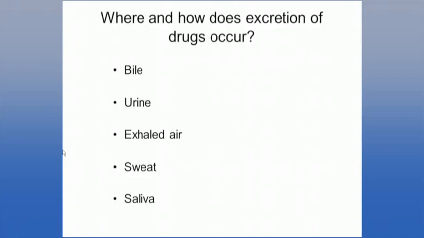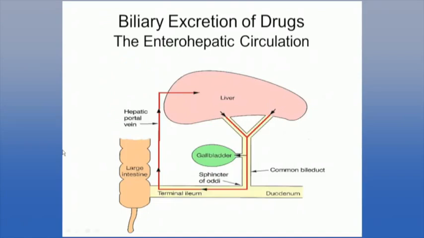So we're going to focus the beginning part of this particular class on these two: biliary excretion of drugs in the feces and urinary excretion of drugs. In order to understand biliary excretion of drugs, we're going to return to something that we introduced in the first class, and that is the enterohepatic circulation.